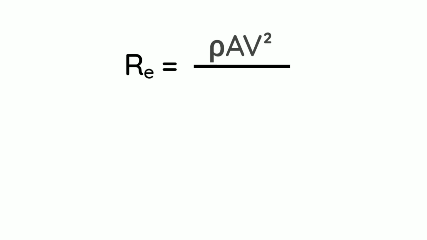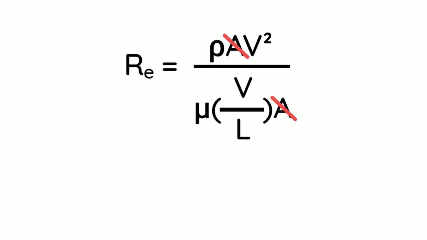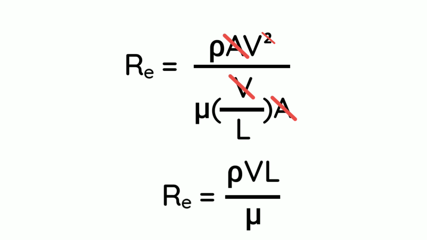Substituting our formulas for inertial force and viscous force into the Reynolds number equation and simplifying by canceling out A and V, we arrive at rho times V times L divided by mu.